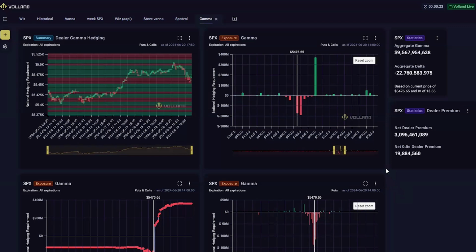In this video, we are going to talk about my Gamma workspace. There's some new toys in the redesign of Volland, so I'm going to talk about what my workspaces look like and how they are integrated into each other.